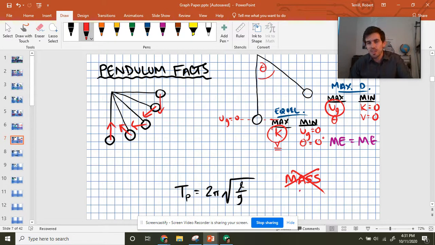And finally, the other thing that mostly doesn't matter is the angle, but we're going to always try and keep it below 10 degrees. For less than 10 degrees, this equation works. Going beyond 10 degrees, it becomes a problem. So thank you. That's everything you should know on pendulum facts.